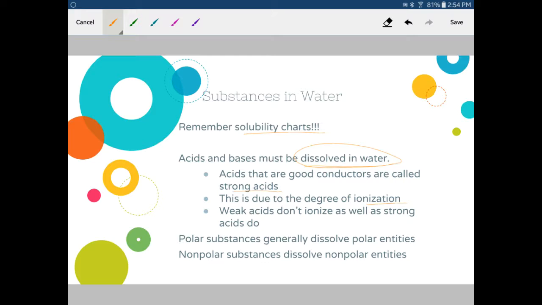Another thing to be very, very aware of, and you might remember this from our first unit on chemical bonding, is that we have polar and nonpolar substances, depending on the net dipole in a substance. Polar substances generally dissolve polar entities. Water is a polar entity, so water will dissolve other polar entities. A nonpolar substance will dissolve nonpolar entities.